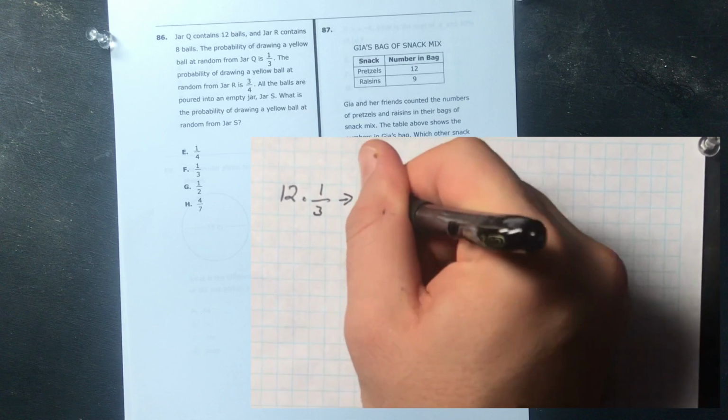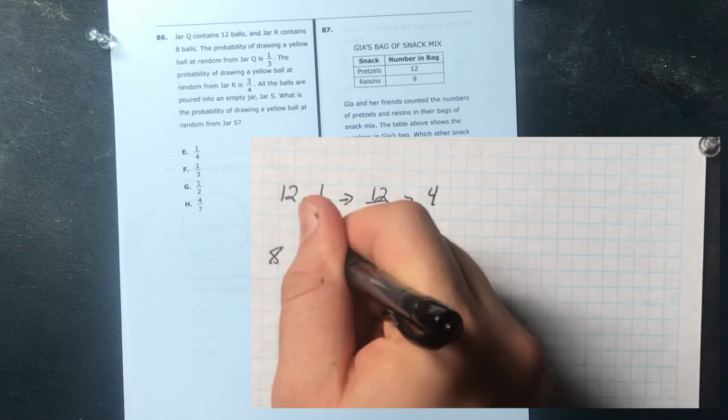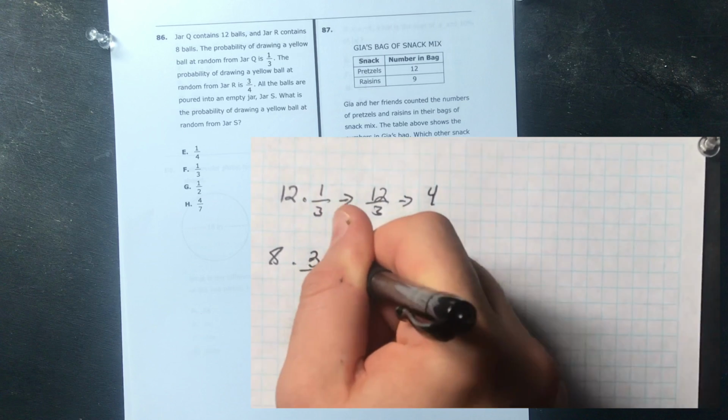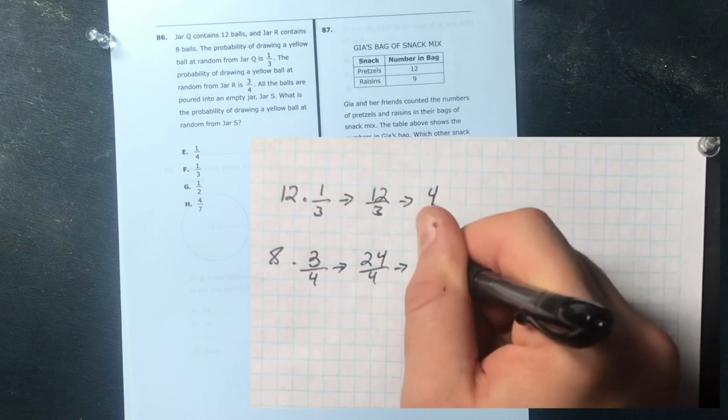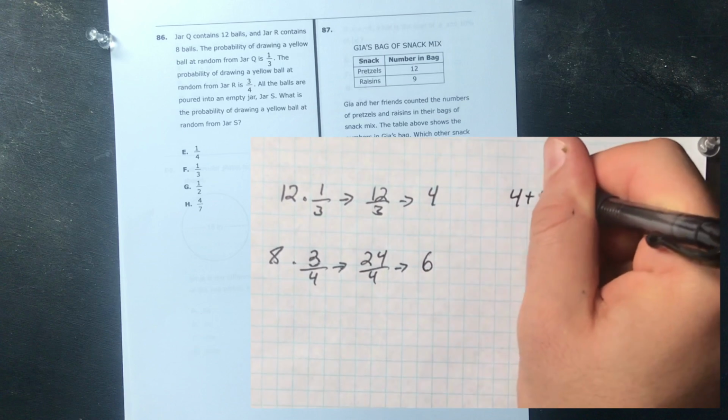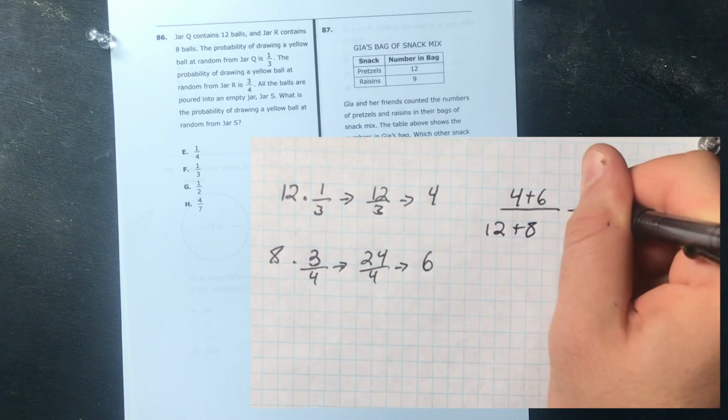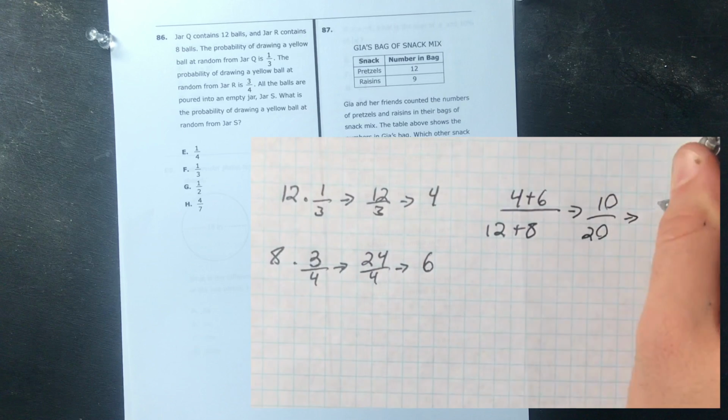We're going to figure out how many yellow balls are in each jar. So 1/3 of 12 is 4 yellow balls in the first jar. 3/4 of 8 will be 6 balls in the second jar, so together there's 10 balls over the total number of balls. 10 over 20, 1/2.